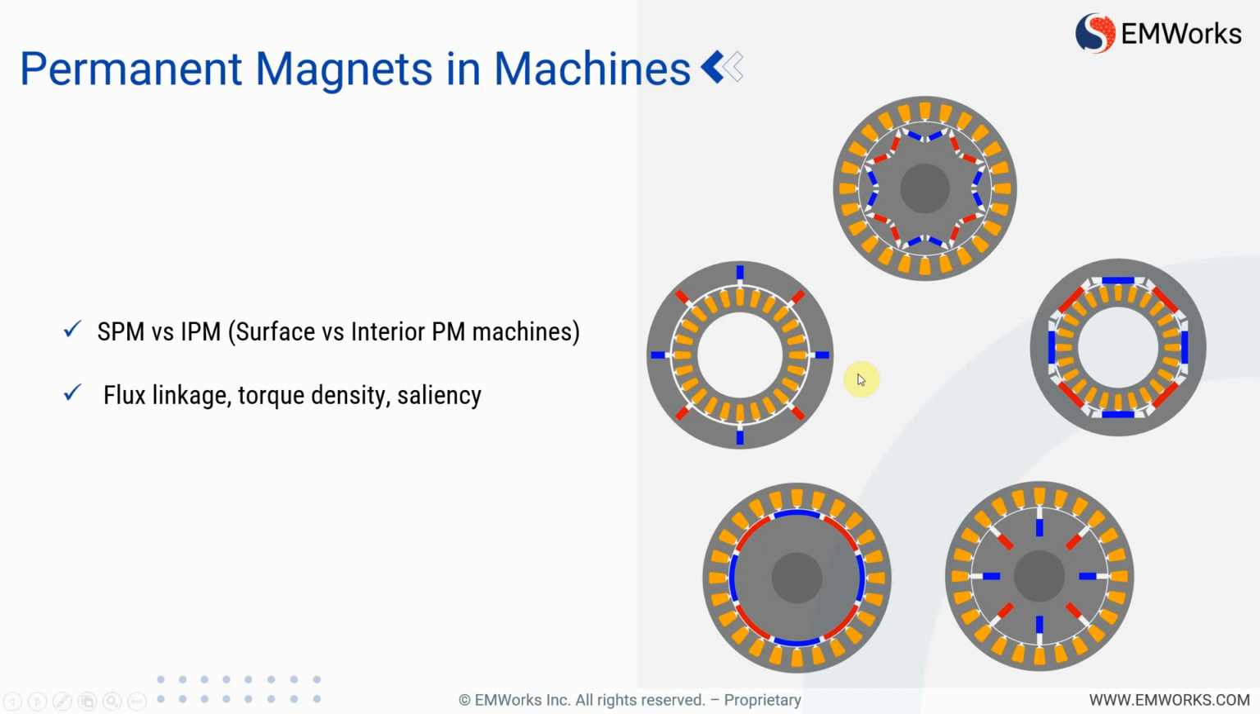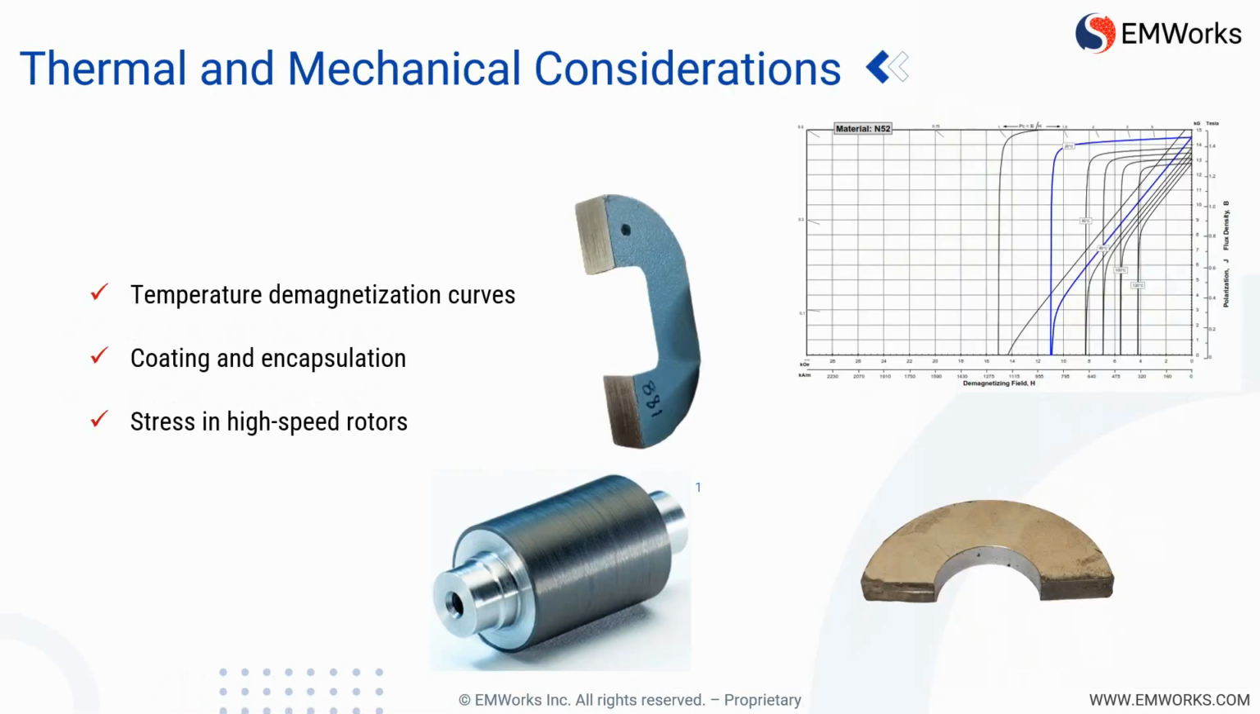IPMs embed the magnets within the rotor laminations, enabling flux weakening at high speeds and contributing to saliency-based torque, improving field weakening and control dynamics. In both cases, the choice of magnetic material, shape, and placement directly affects the machine's back EMF profile, torque density, demagnetization resistance, and cost. Designers often use parametric optimization routines and FEM co-simulation with thermal models to ensure reliable operation under loads, transient, and environmental variation.